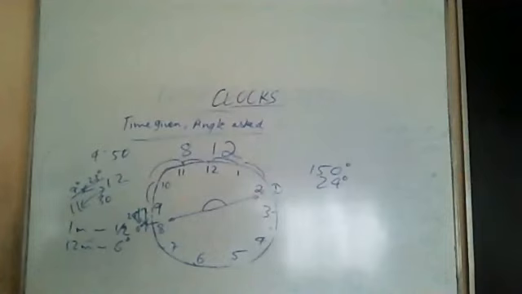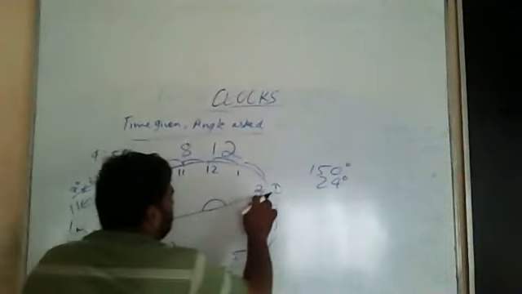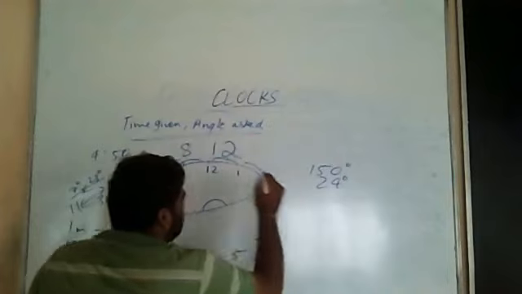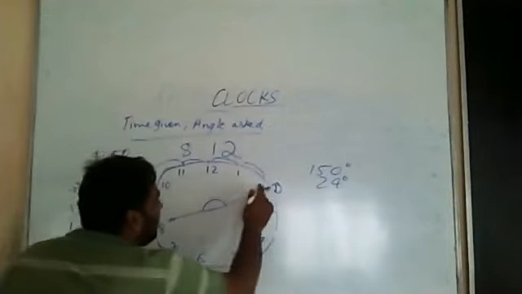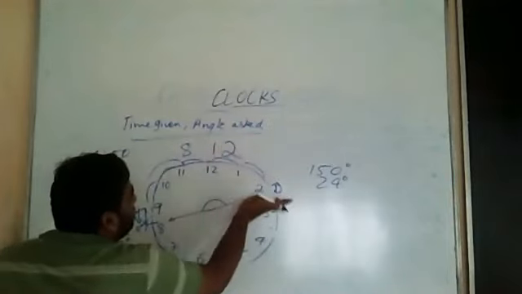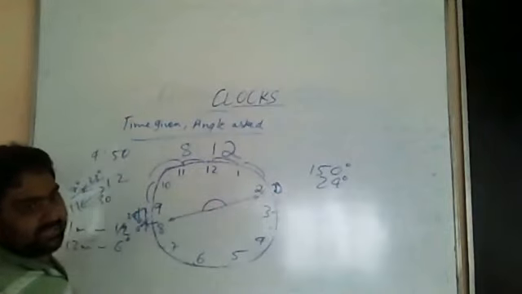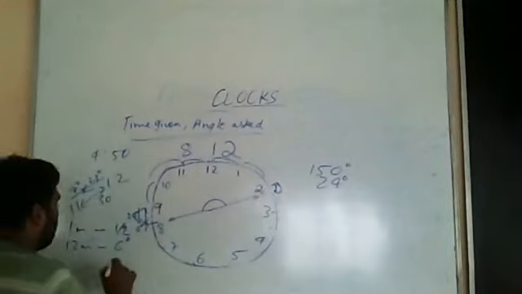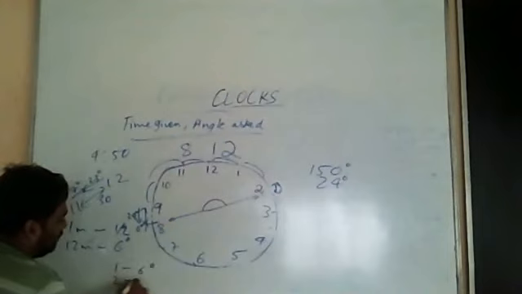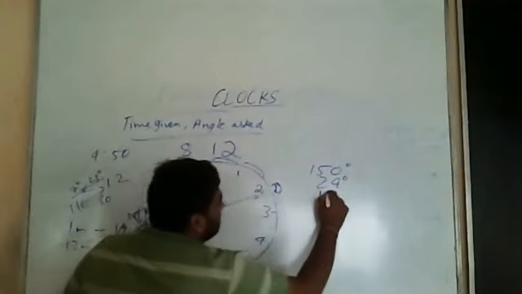Yes? And then there is the minute hand. The minute hand has traveled 2 minutes after 10. It has gone 2 minutes ahead. So in 1 minute it is 6 degrees, in 2 minutes it is 12 degrees. So this is 12 degrees.